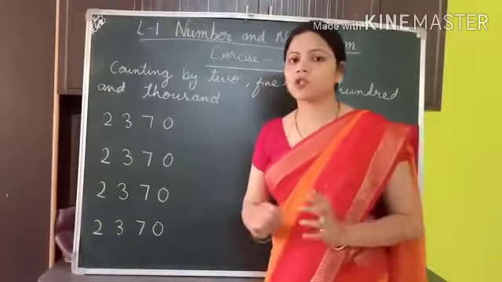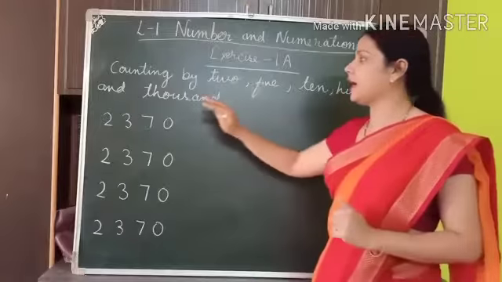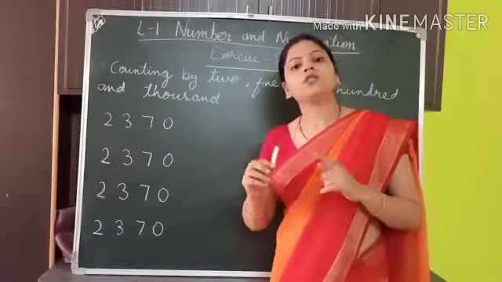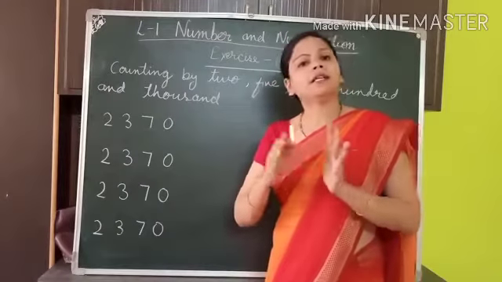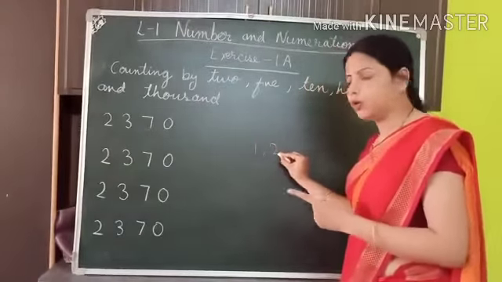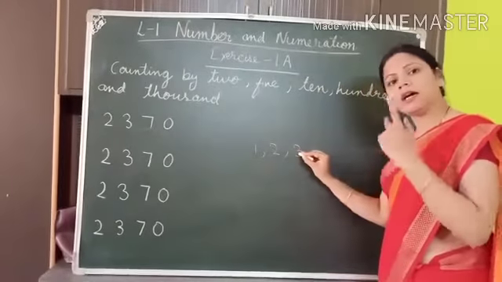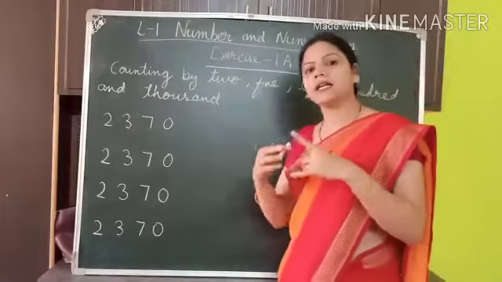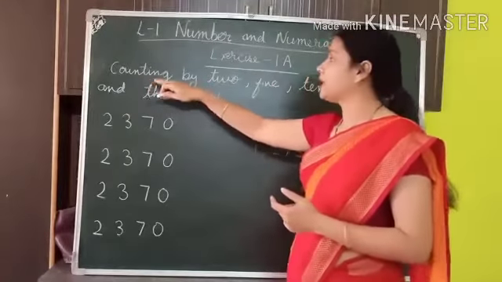Now, before solving the next question, let me introduce you to counting by 2, 5, 10, 100 and 1000. Till now we have studied counting numbers 1, 2, 3, 4, 5, 6, where to the previous number I am adding 1. In 1, I add 1, then it becomes 2. In this 2, again I add 1, then 3. In this 3, again I add 1, then 4. So these are the counting numbers, where we are just adding 1 to the previous number.